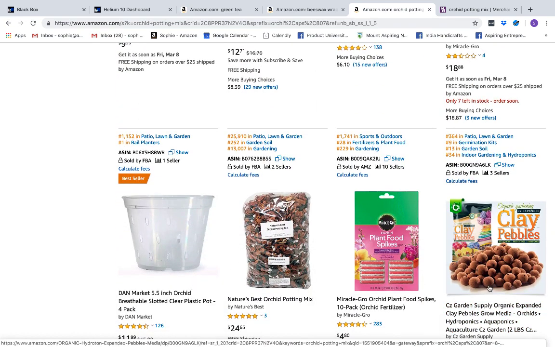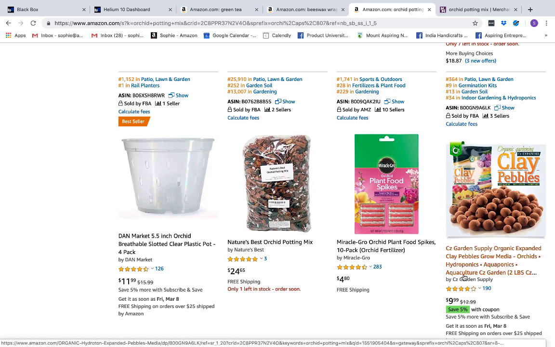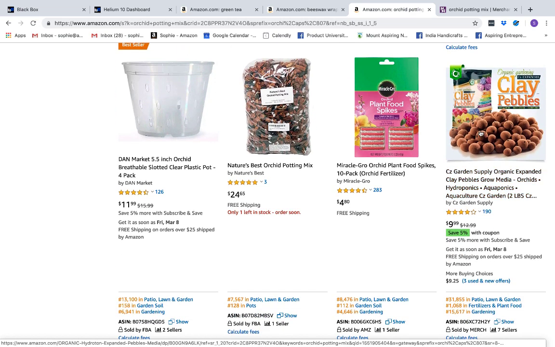So maybe clay pebbles can be used for aquaculture and hydroponics and orchids, and maybe that's a more versatile product with a bigger potential market. Bit cheap, don't like the price point too much. Obviously been around a little bit if they've got 190 reviews, but maybe that's an interesting product to look at as well. So one thing I like with a product is the ability to have a free gift with it and a point of difference in the marketplace.